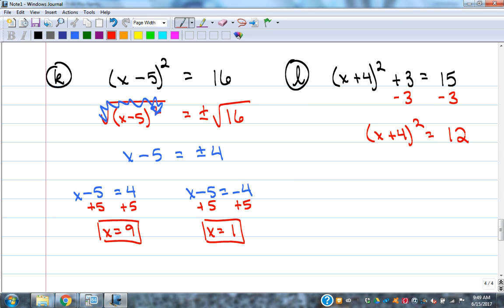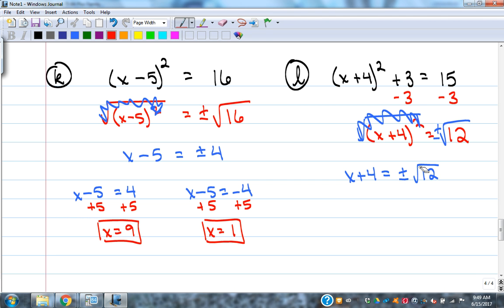I want to get rid of the squared. So to get rid of a squared, you take the square root. They cancel each other out. And that leaves you x plus 4 is equal to plus or minus the square root of 12. I need to break down that square root of 12 if possible. Over here, we broke down square root of 16. It was 4. 12 is not a good number. It doesn't work out real nice.